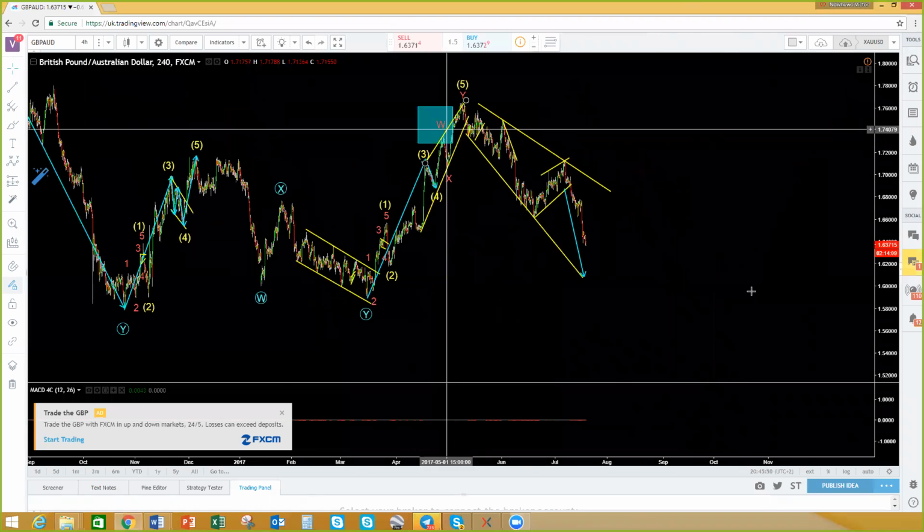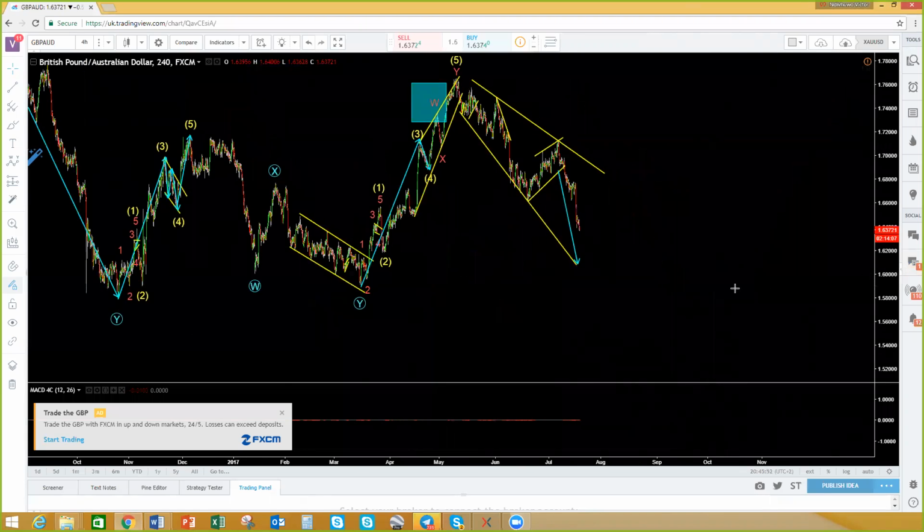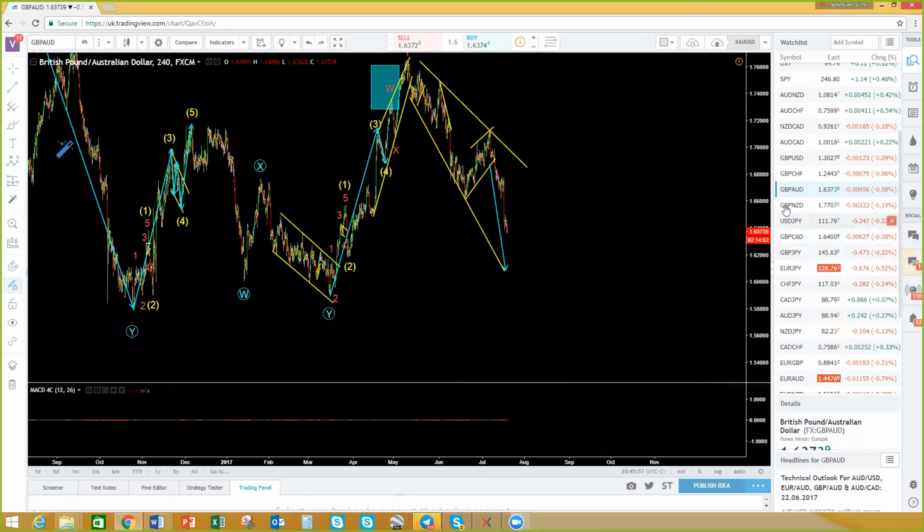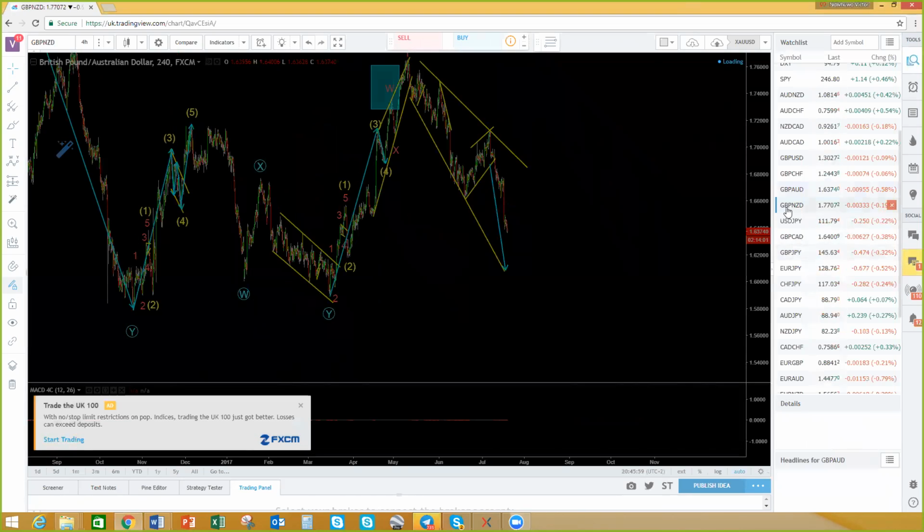But then this pair is similar to another pair, Pound New Zealand.